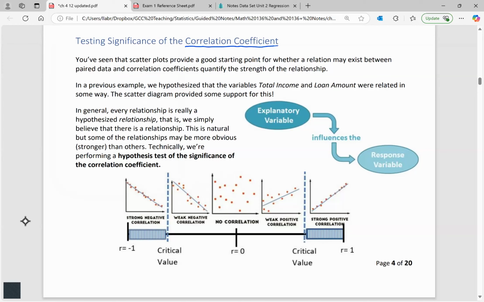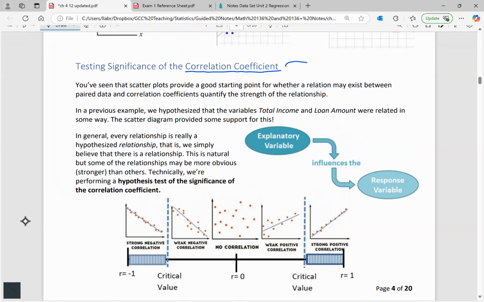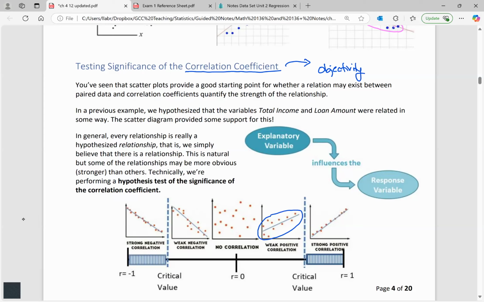So that's one of the things that you want to know. The correlation coefficient allows for objectivity. And not only does it allow for objectivity in our claims, but it also allows us to essentially justify that there is a statistically significant relationship. So if we take a look at any scatter plot, for example, maybe this one right here, it would be very difficult for us to say that there is a relationship because not everybody might agree that there is a relationship shown in that graphic.